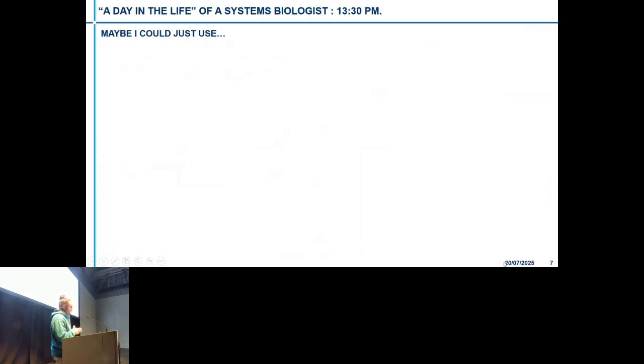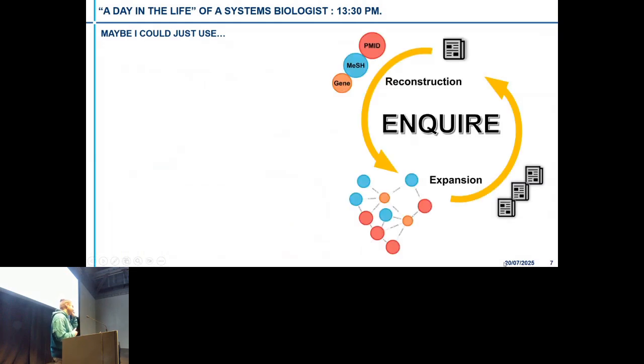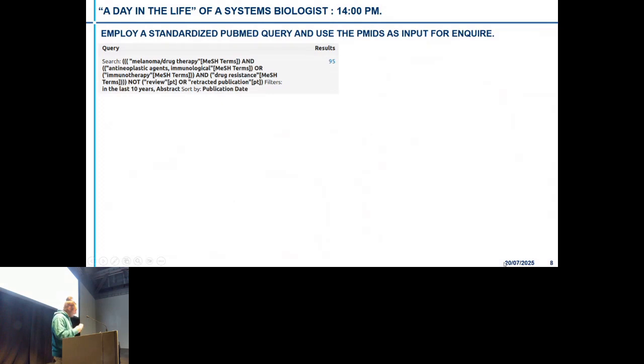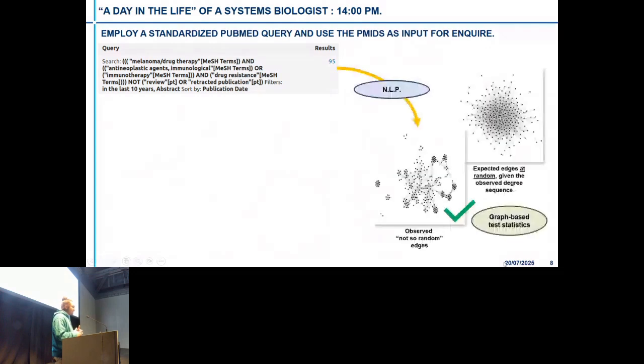And after lunch break, I realized that maybe I could just use ENQUIRE, a software that reconstructs co-occurrences from literature and also expands. Now we will focus on the reconstruction part for this flash talk. So basically, I resume again from my fine-tuned literature that might give me more accuracy in what I'm actually looking for. And what the tool does in an integrative fashion for me is natural language processing and applies graph-based statistics that you might not have heard of before for other topics of the same fashion to find not so random co-occurrences in your specific literature corpus given the entities that co-occur with each other.